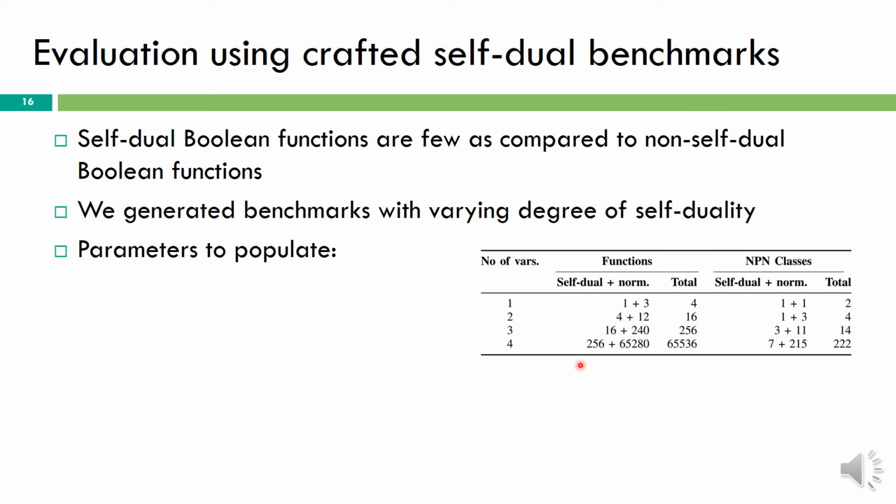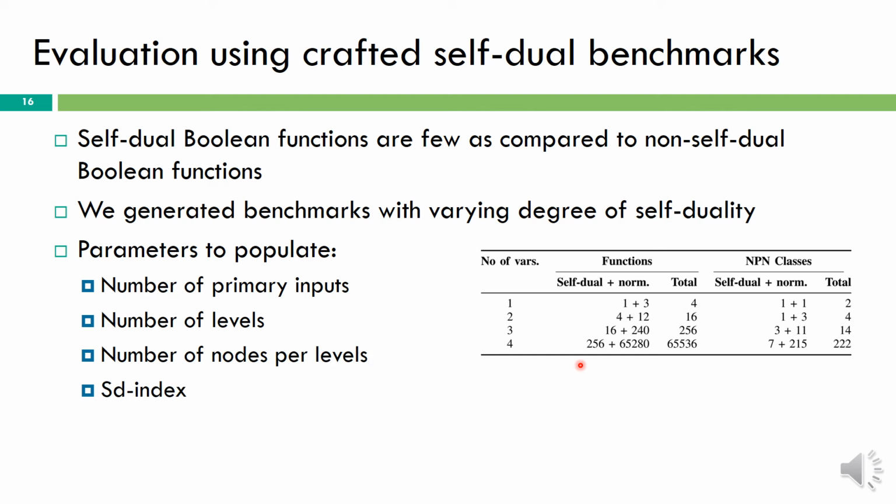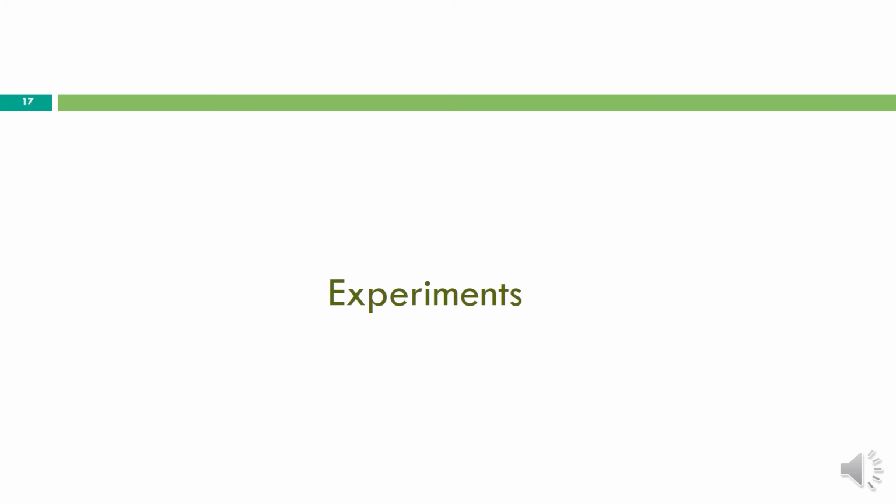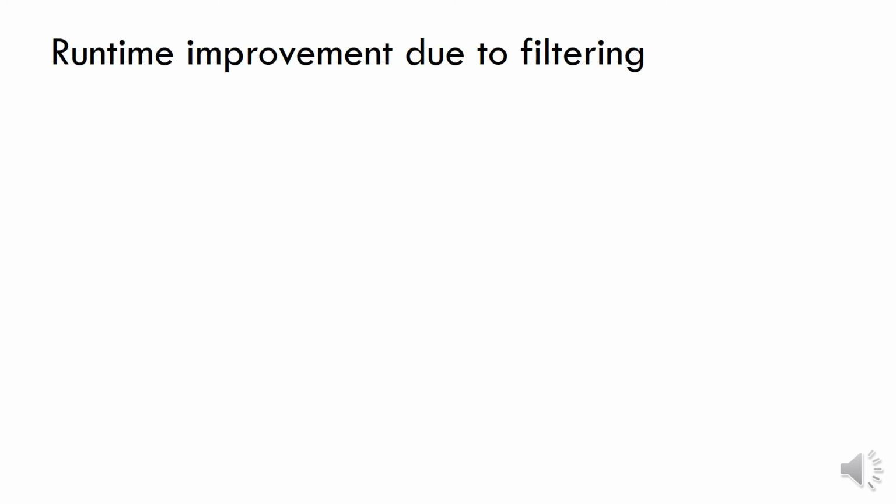How we did that is we took four parameters: the number of primary inputs, number of levels, number of nodes per level, and SD index, and we changed the value of SD index from 1 to 10, so that we can populate 10 variants of the same parameters of a circuit. So that we can evaluate, based on whatever self-duality we have, what values we get. Let's look into the experiments. The first experiment is the runtime improvement due to filtering.